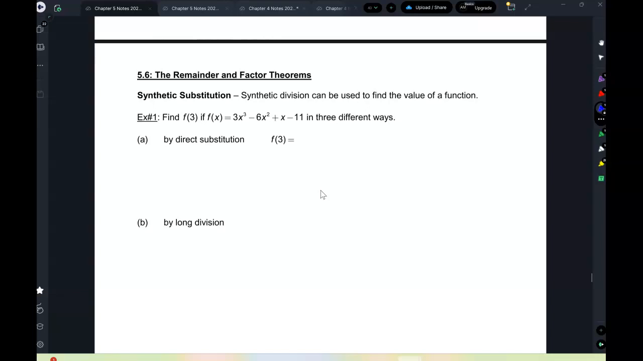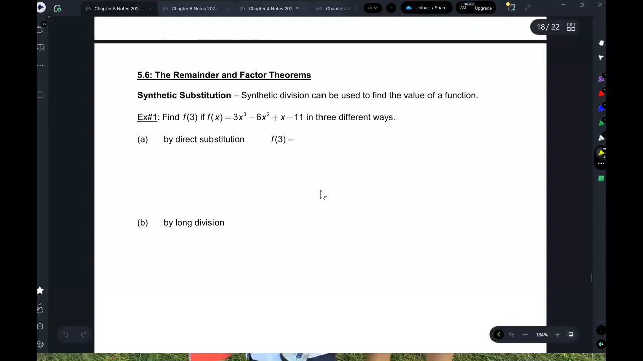You have this function here, f of x, right? You want to find f of 3, all right? There are 3 different ways we can do this. The first, you've known how to do this ever since you were like so little, right? It's called direct substitution.